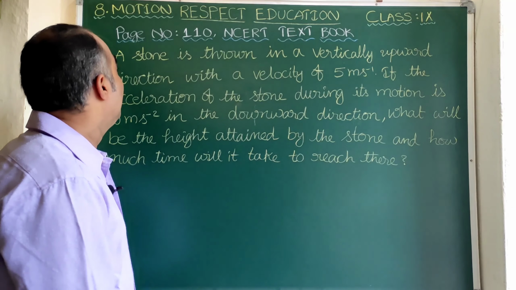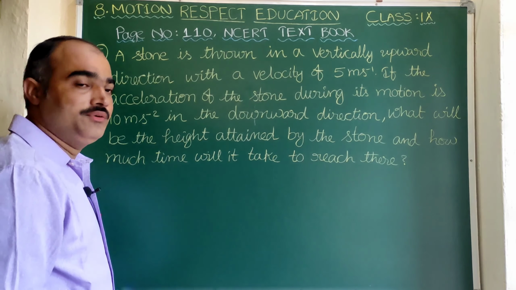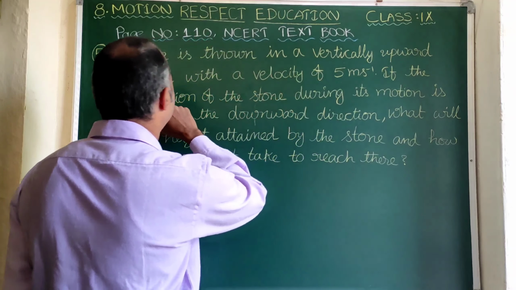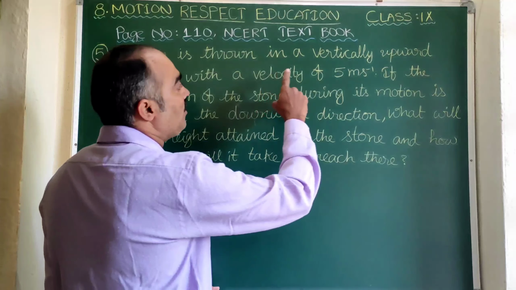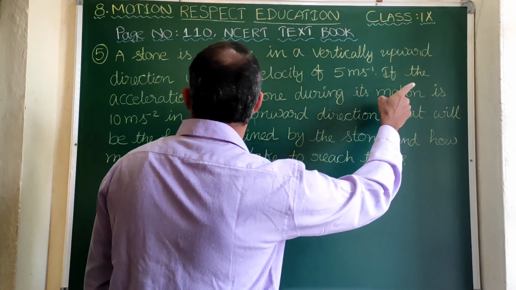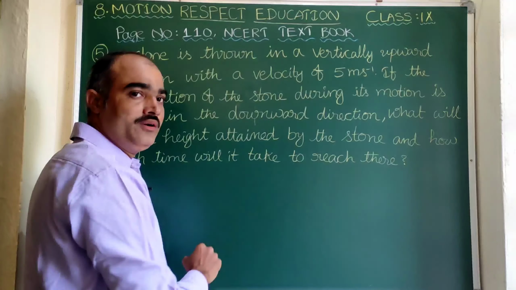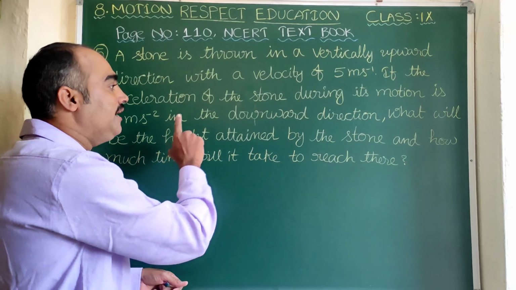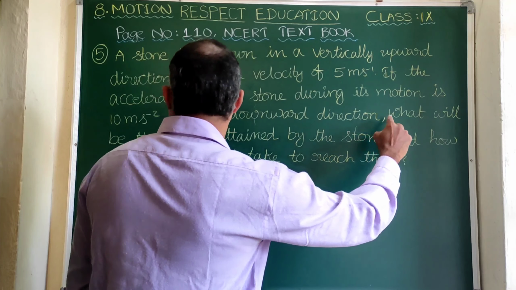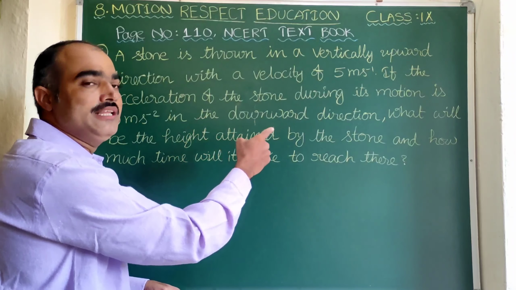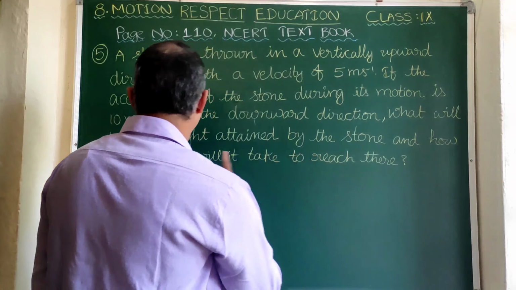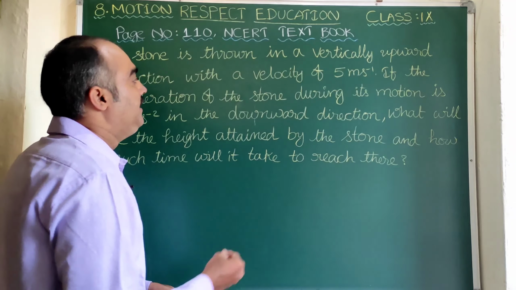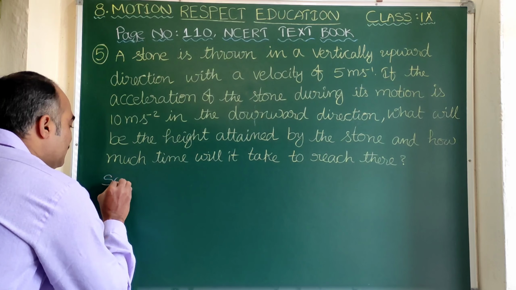Now we see question number 5. A stone is thrown in a vertically upward direction with a velocity of 5 meter per second. If the acceleration of the stone during its motion is 10 meter per second square in the downward direction, what will be the height attained by the stone and how much time will it take to reach there? Here, let us note down the given quantities.